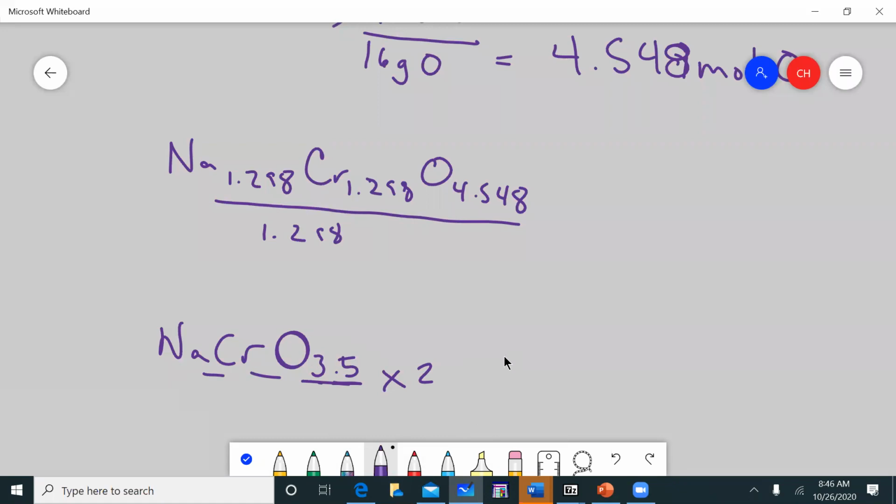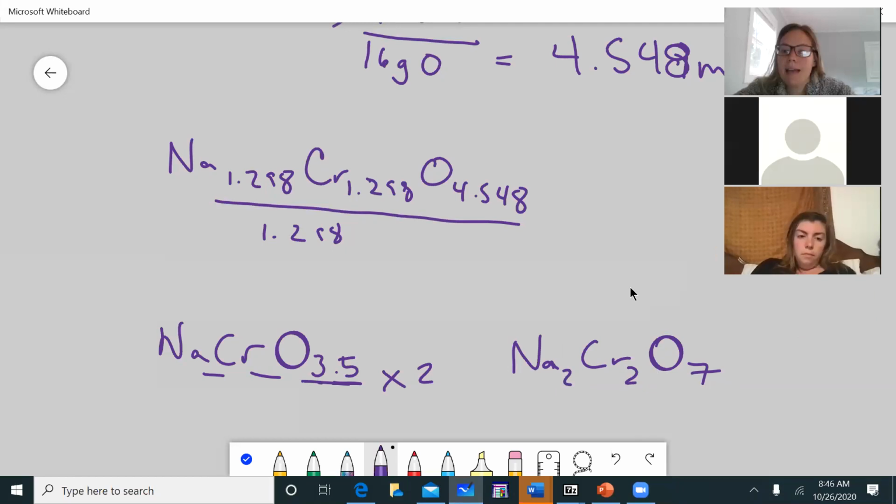So my actual whole number ratio is going to be Na2Cr2O, and we take our 3.5 and multiply by 2, which will give us 7. So that's our lowest whole number ratio. Any questions on that last step, adding that last step in if you have to? If you end up with something like a decimal that's 3.5 or 1.33, don't just say, oh, that's close enough to 1. It's not, we've got to multiply.